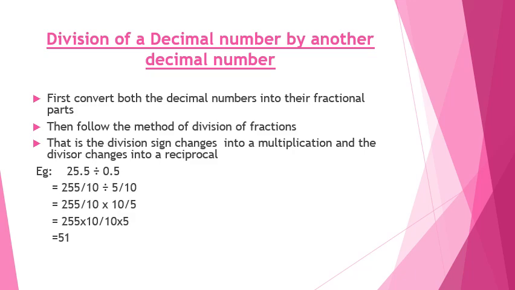Turning them into fractional forms, it becomes 255 upon 10 divided by 5 upon 10. Now we have division of two fractions. So we follow the method of division of fractions. We convert the division sign into multiplication with the reciprocal. So it becomes 255 upon 10 into 10 upon 5. And when we solve it, we get the answer as 51.